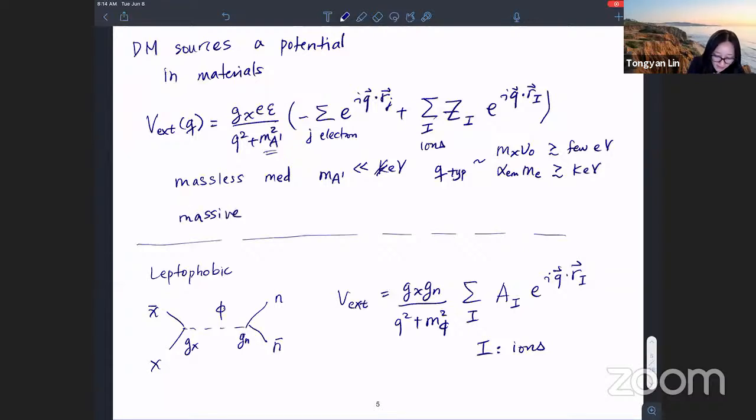And the other limit is the massive mediator limit. And usually this might be of order the dark matter mass. And when that happens, typically, basically the massive mediator limit is where Q is much less than M_A'. So we consider those kinds of limits for our scattering potential usually. So basically the first one is like a Coulomb potential from the dark matter, and the second one is like a contact interaction.